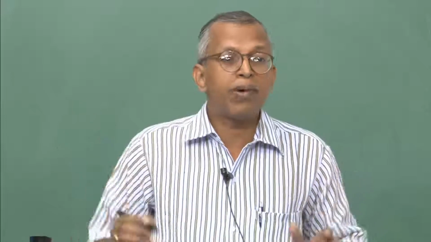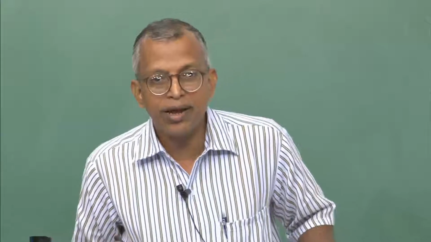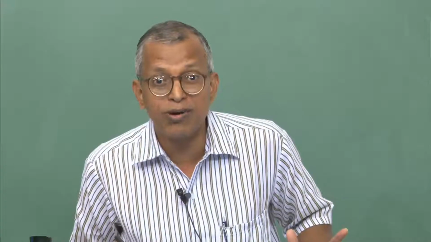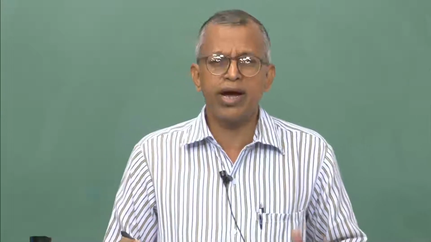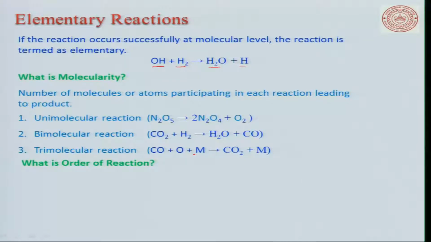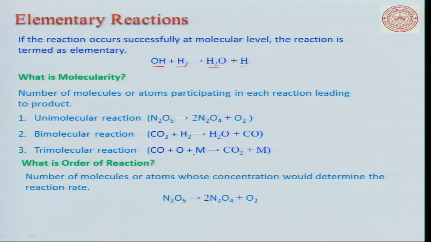The order of a mathematical equation, like an algebraic equation, PDE (partial differential equation), or ODE, we know. But similarly, we need to understand what the order of a reaction is, which you must be knowing, I guess. That means it will dictate how many species are participating, that is, the molecularity. It depends on the number of molecules or atoms whose concentration would determine the reaction rate. That means it basically comes from the law of mass action, right.